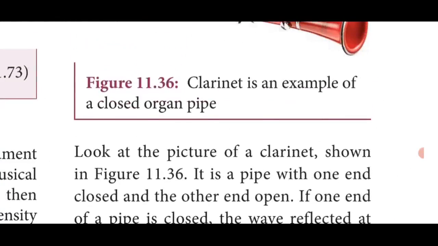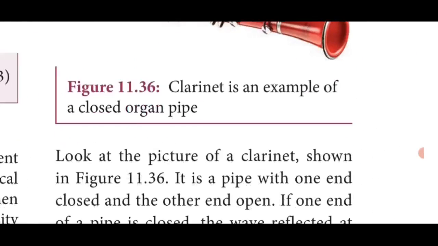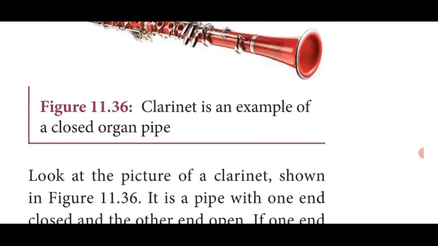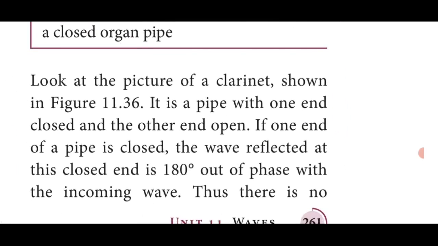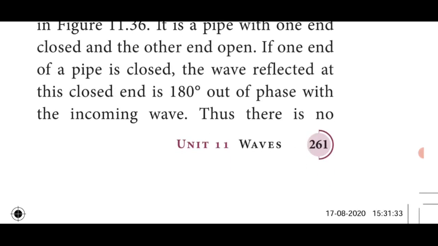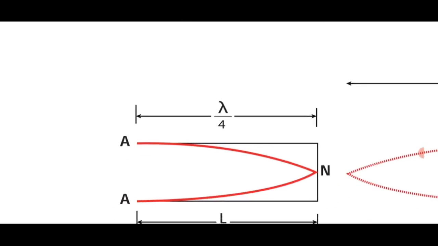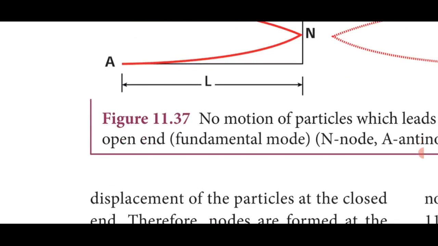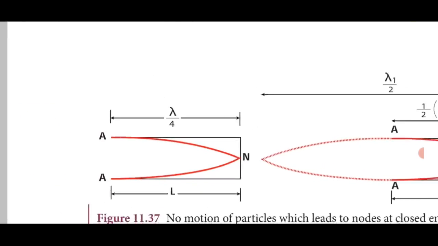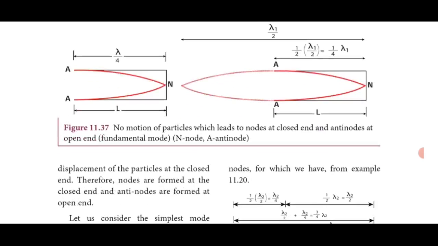So look at this picture of a clarinet. Here this is a clarinet, and this is a closed organ pipe. It is a pipe with one end closed and the other end open. If one end of the pipe is closed, the wave reflected at this closed end is 180 degrees out of phase with the incoming wave. So there is no displacement of the particle at the closed end. They have given this diagrammatically to show how it moves.